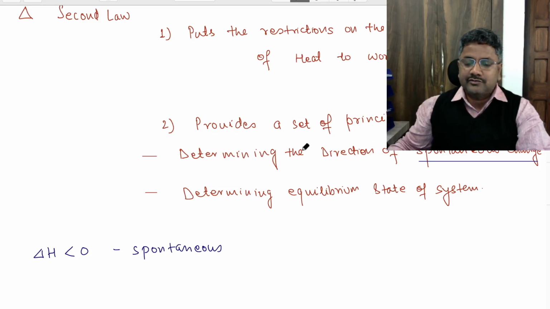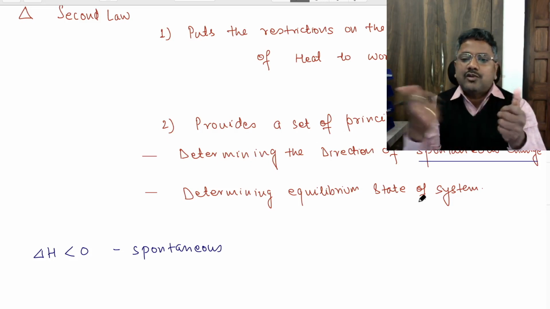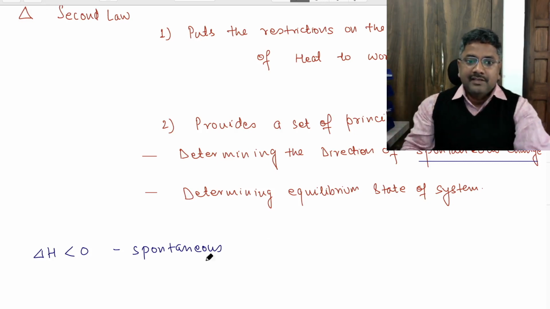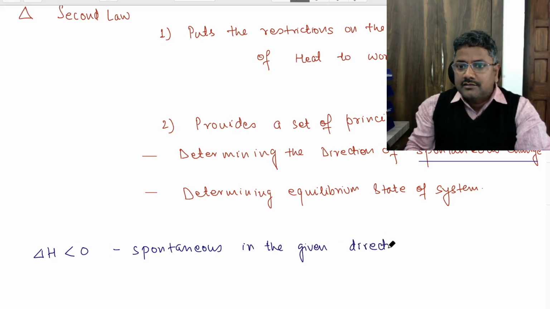So the correct phrase is determining the direction of the spontaneous change. If any reaction is non-spontaneous from left to right, it may be spontaneous from right to left. So direction is very important here. Spontaneous in the given direction means the direction in which delta H is less than 0. But this is not always true.